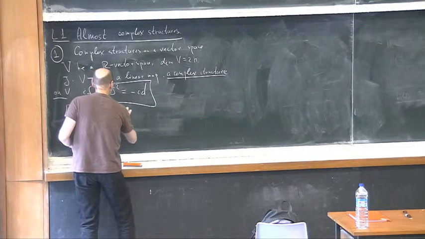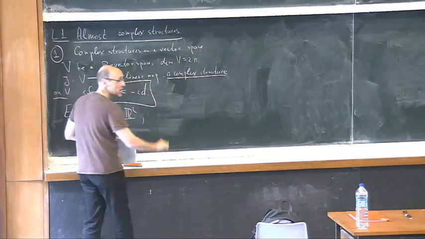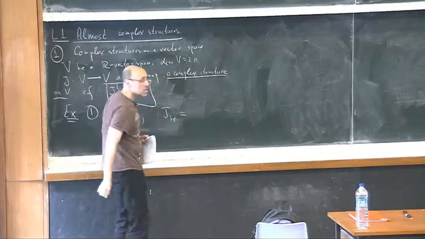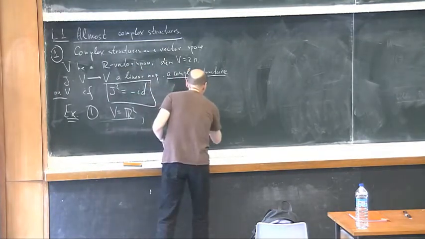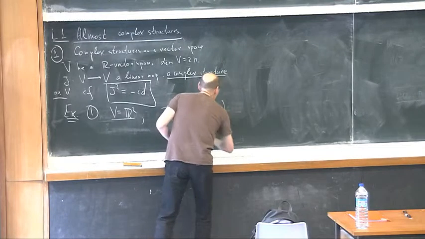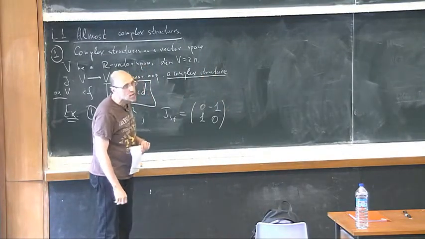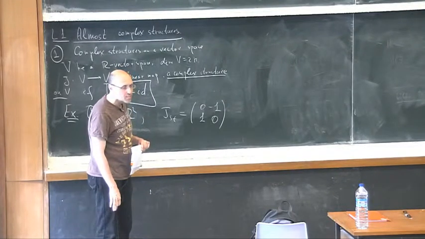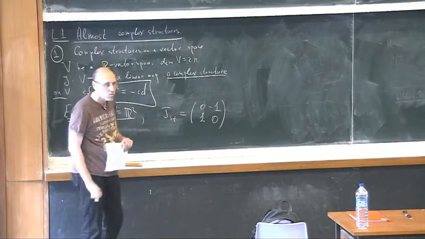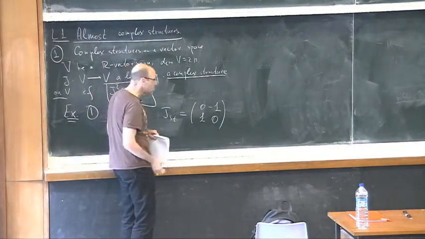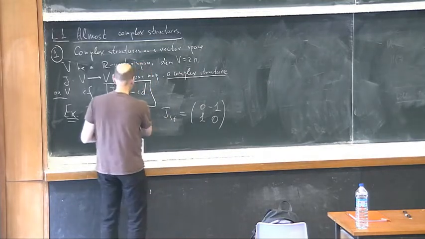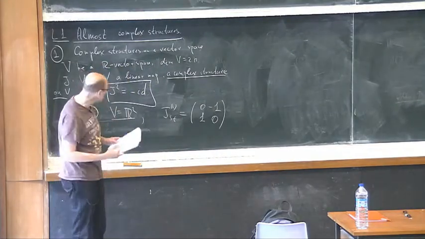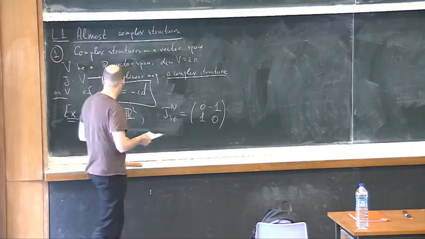So if our space is R2, then we can consider the standard complex structure, which is the linear map with this matrix. Well, with some abuse of notation, of course, I identify linear maps and matrices because here we have a canonical system of coordinates. And sometimes, in order to stress that this is in real dimension 2, I will write like this. But sometimes I also drop this. So this is a very typical example of a complex structure.